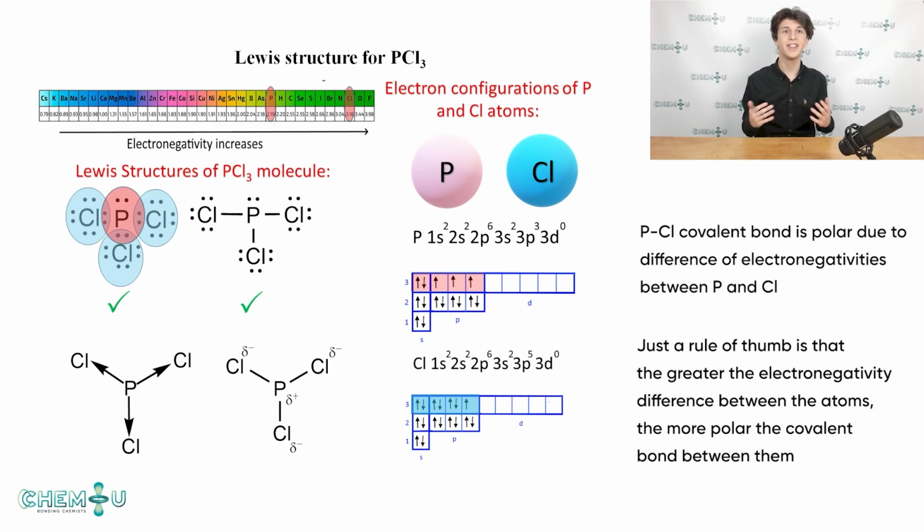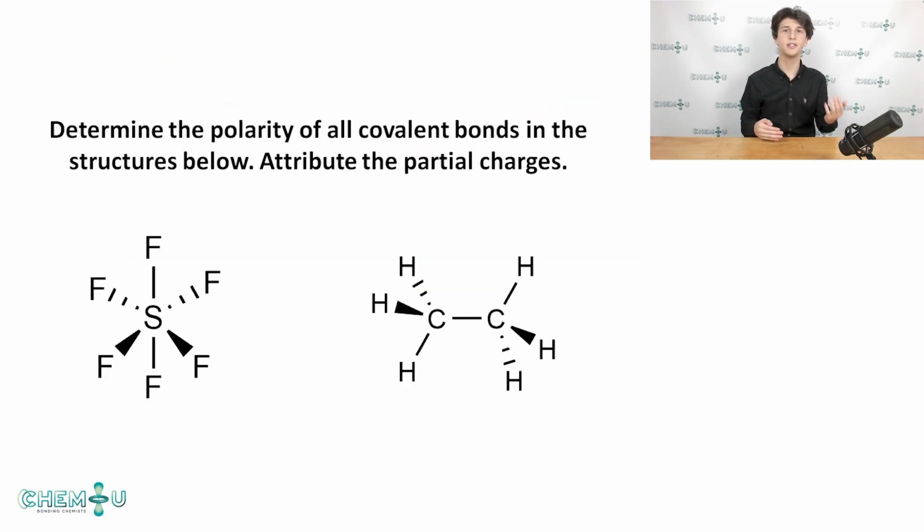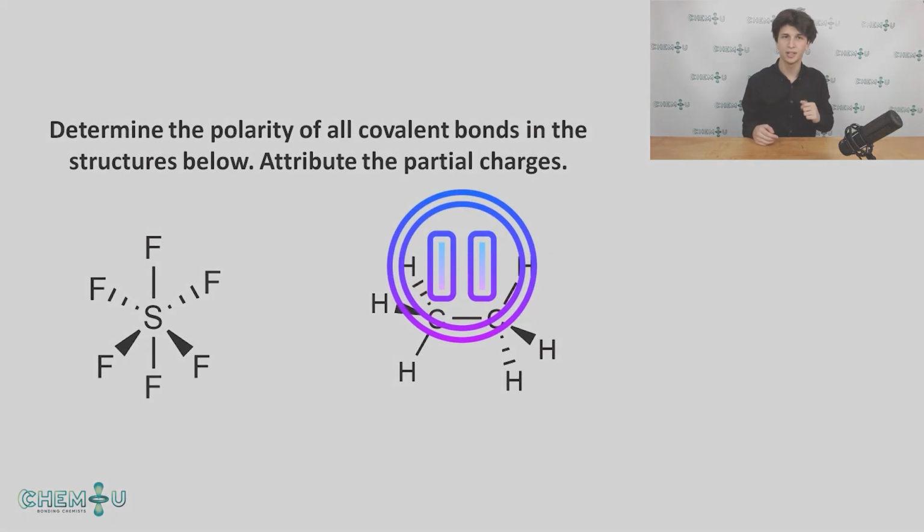Well done! Now we know how to determine if a bond is polar or nonpolar and the ways to graphically depict it. As usual, here's the exercise for you to solve. Determine if the bonds are polar or nonpolar. If the bond is polar, then attribute the partial charges using deltas or arrows. Pause the video and solve it.